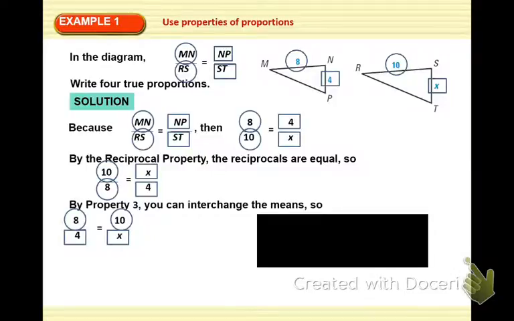So your answer there is 5. Any questions? 8x equals 40, divide 40 by 8, you get 5. All right.